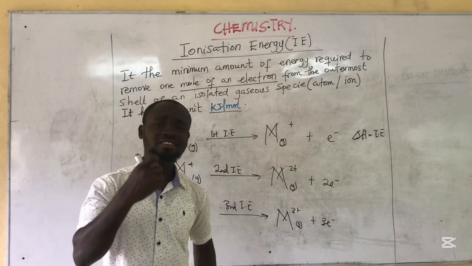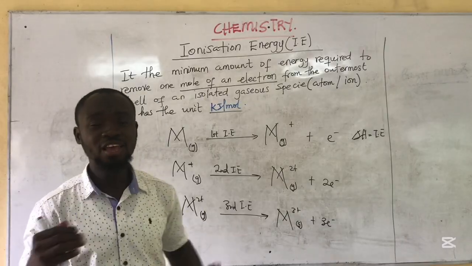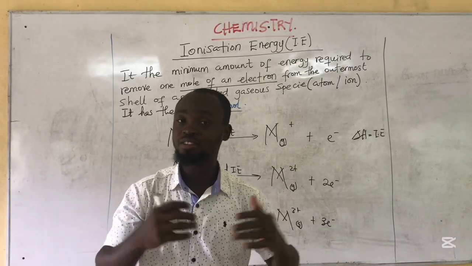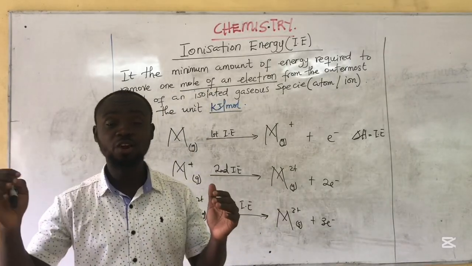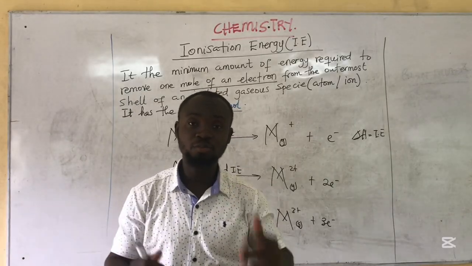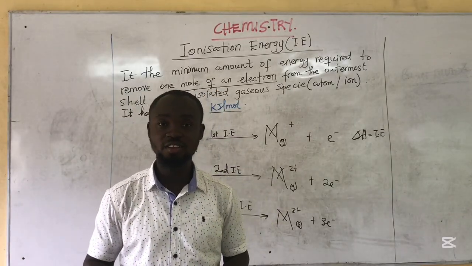Now, let's discuss how this ionization energy can vary on the periodic table, that is across the period and also moving from the top to the bottom of a group.